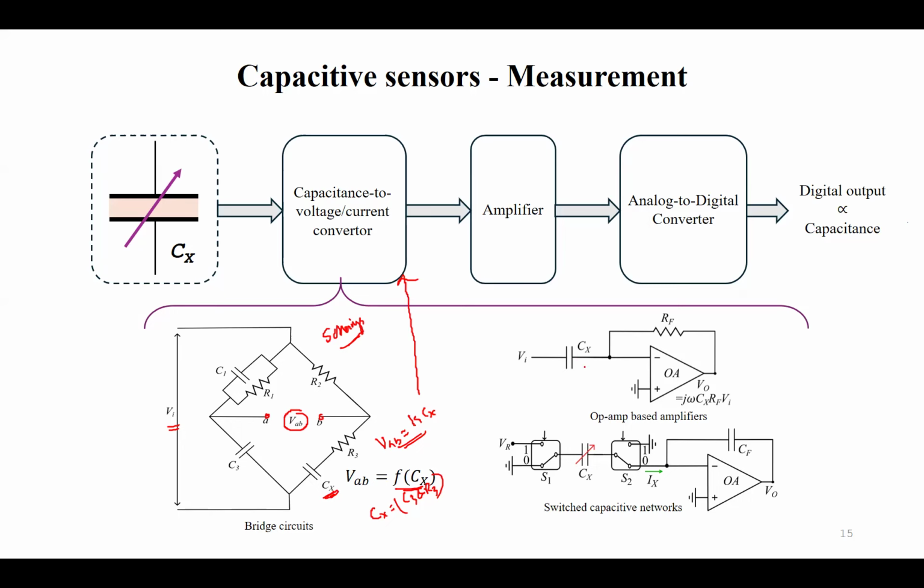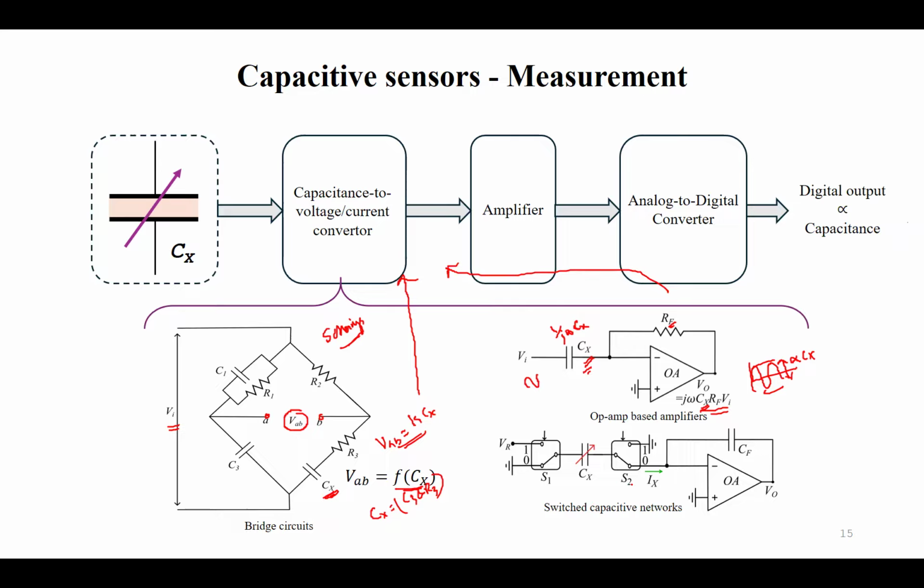So here in an inverting amplifier, we simply connect Cx at its input. What happens? I have j omega Cx as its input impedance, and if I apply a signal here, I will get V0 equal to R times j omega Cx into Vi. So again, V0 will be proportional to Cx. I'll get a signal here, some sinusoid whose amplitude will be proportional to Cx. So again, this is a capacitance to voltage conversion.